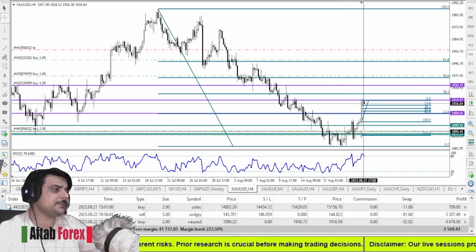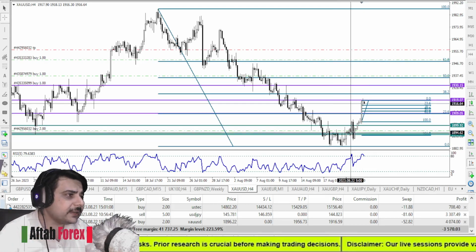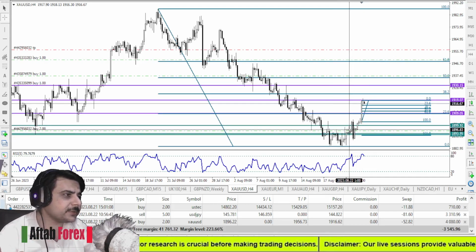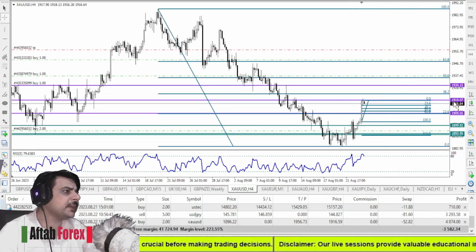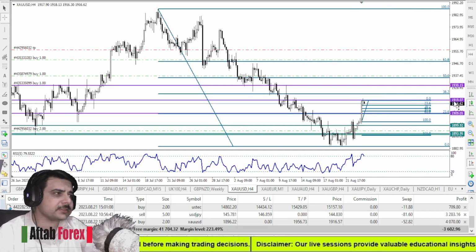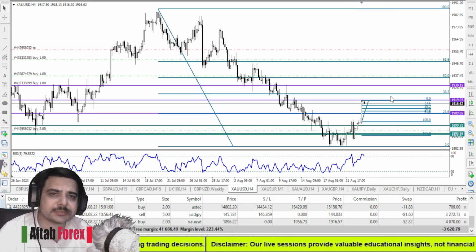Obviously I was covering it, plus since last night I was completely bullish on gold US dollar all the way towards 1920 as the first level that I was looking for. And there are several trades I have.